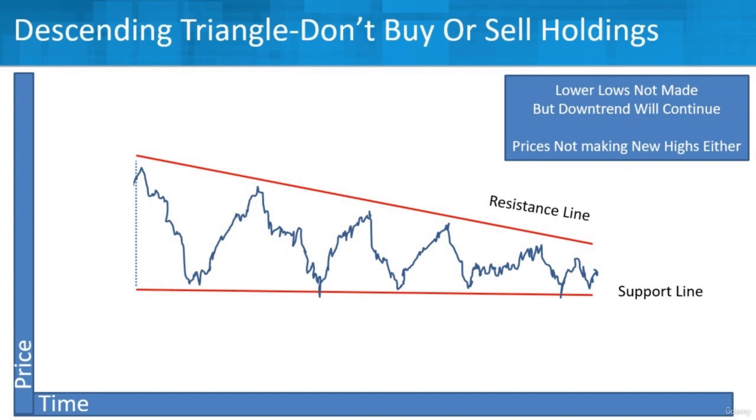So if you own something, you might buy or sell your holdings depending on where you're at within the triangle. Let's say I had bought earlier while it was downtrending, and now it starts coming back up within that triangle, I might try to sell near the resistance line, really just to get out, is the idea.